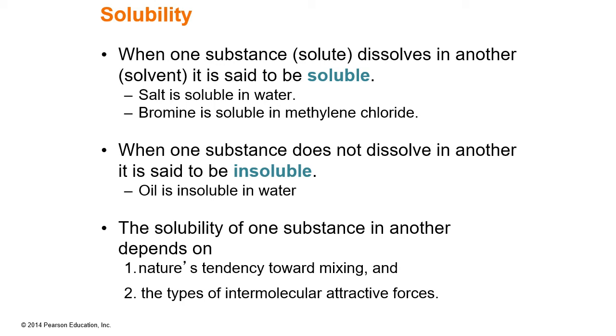When we talk about solubility, we're talking about the ability of one substance to dissolve or not into another. So if the solute, which is present in the smaller quantity, dissolves into the solvent, we say that it is soluble. Examples of this are things like salt dissolving in water, or bromine, which is soluble in methylene chloride. If they will not dissolve, then it is said to be insoluble.